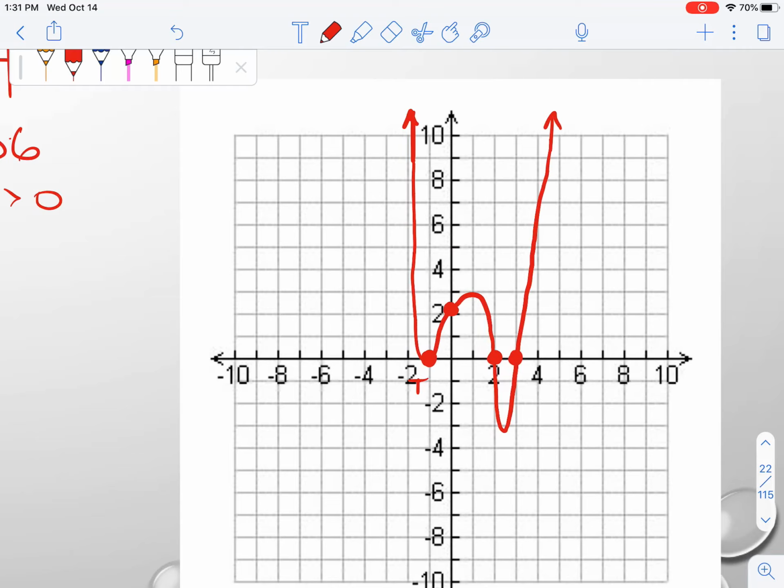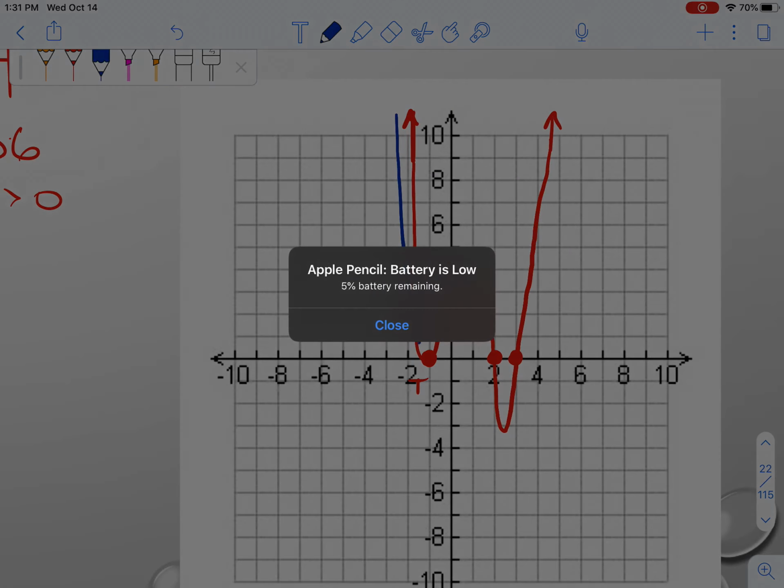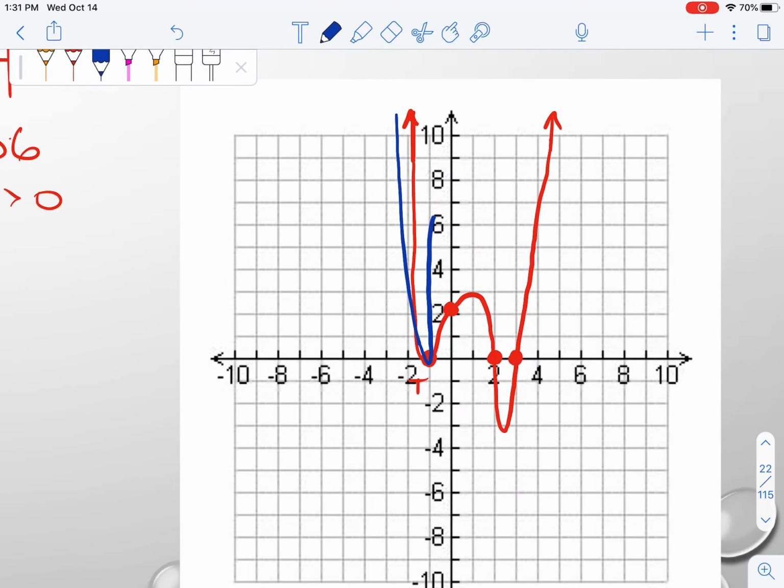Does it have to be a perfect graph? Absolutely not. Could this graph actually look something like this? Could that be a realistic graph? Possibly, because I still only have 1, 2, 3 turning points. So that's a potentially realistic look for this graph as well. But we're going to go with the simplest graph we can. We want to make it as simple as possible.